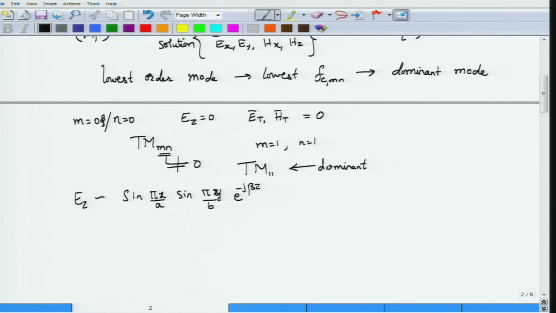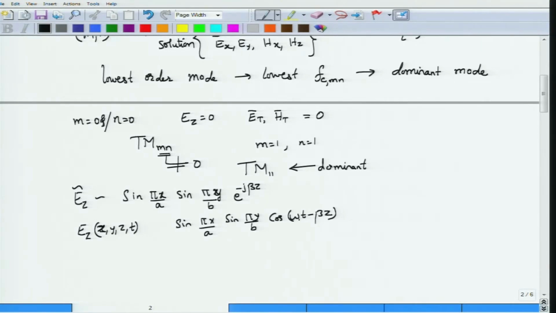This is of course the phasor form of the electric field. I should technically have written down the phasor notation, but I have not included it just to simplify the notation. To obtain the correct expression for Ez as a function of x, y, z and time, you need to multiply this phasor by e to the power j omega t and take the real part. x and y are unaffected, so you get sin(pi x by a) sin(pi y by b), and cos(omega t minus beta z).